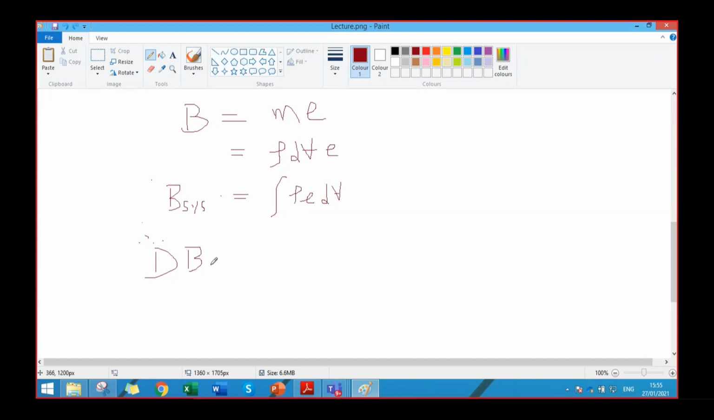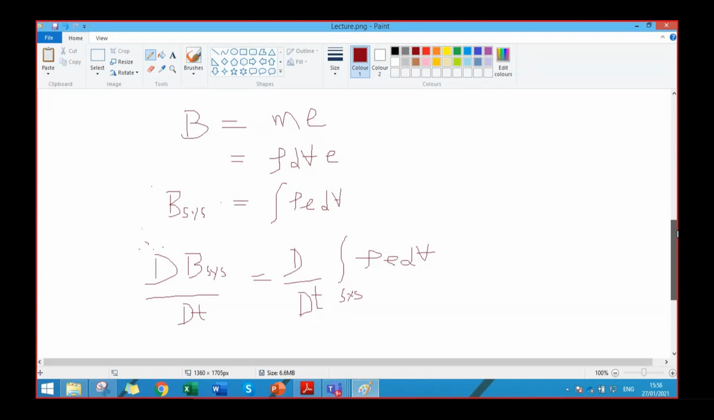So dB system by dt would be equal to d by dt of the integral over the system of rho e dV. Clear? Is it clear? Yes, sir.